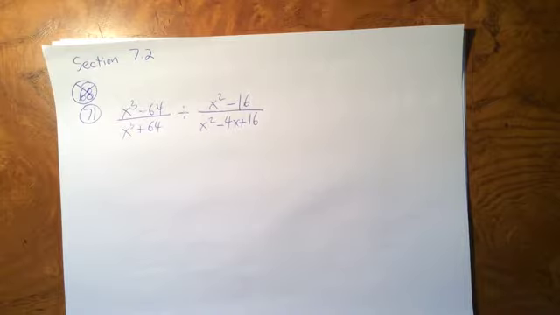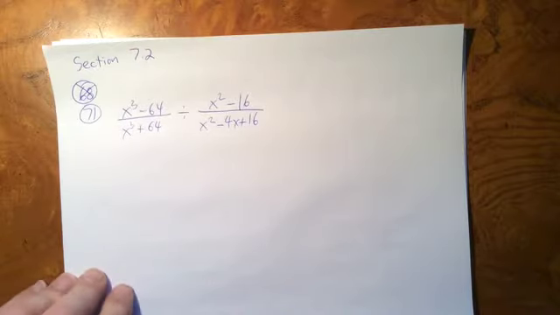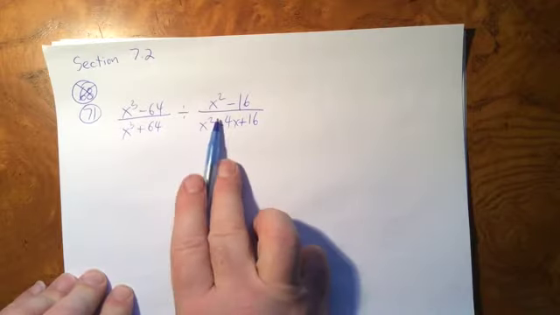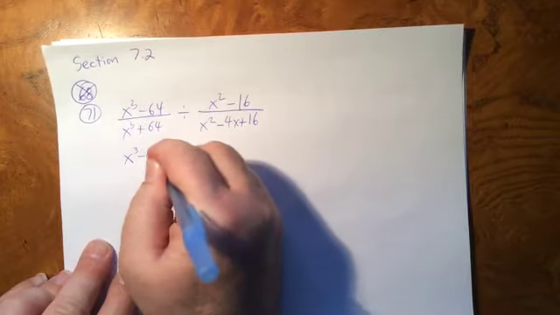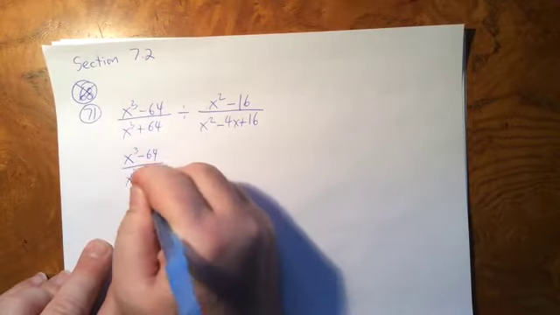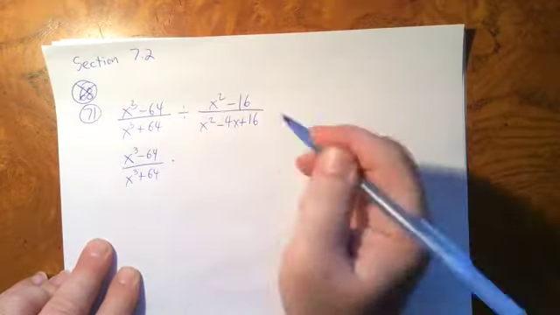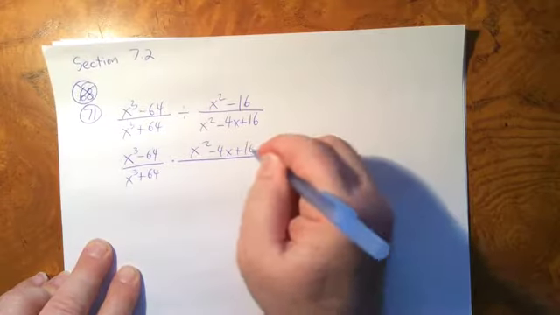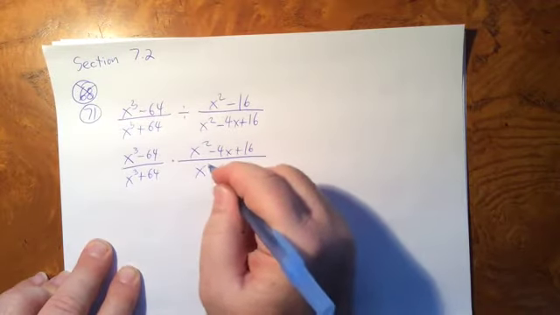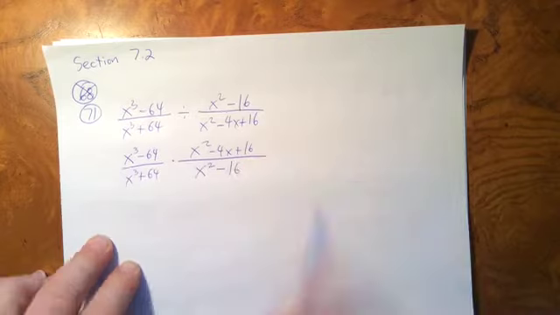All right, so I'm not going to go through all the steps of how all of the factoring is done here. I'm simply going to show the results of the factoring. But the first thing you have to remember to do when you're doing a question like this is to make this a multiplication problem. So I'm going to write this as x to the third minus 64 over x to the third plus 64 times x squared minus 4x plus 16 over x squared minus 16.